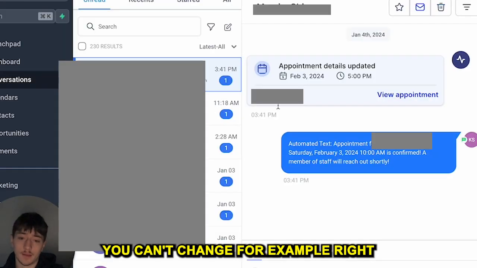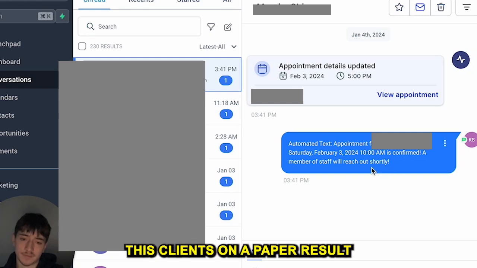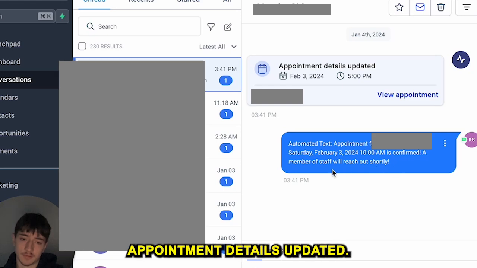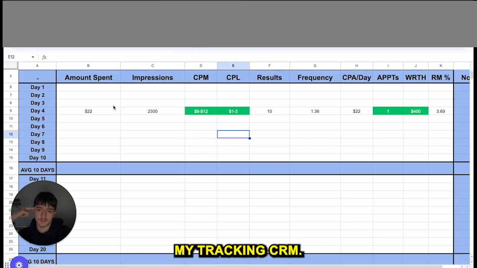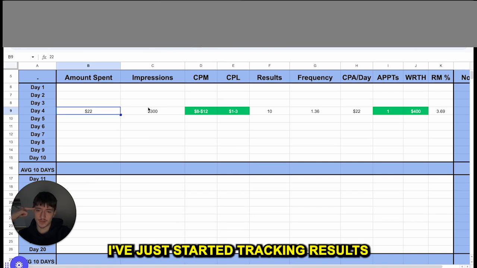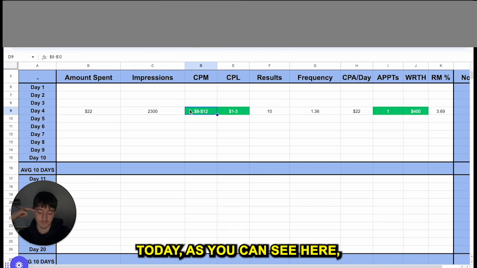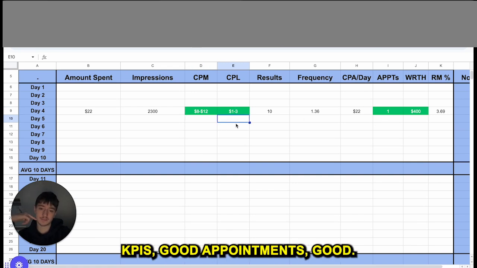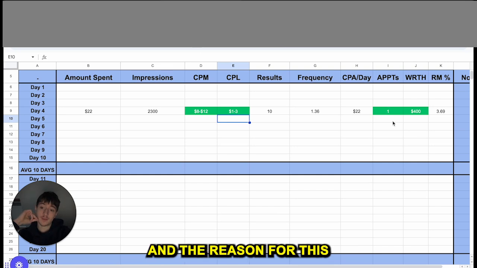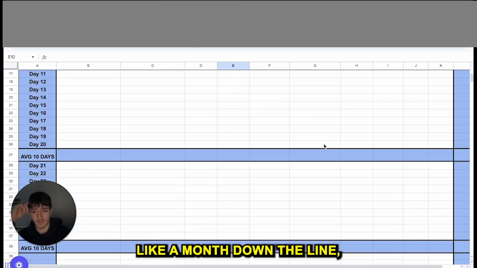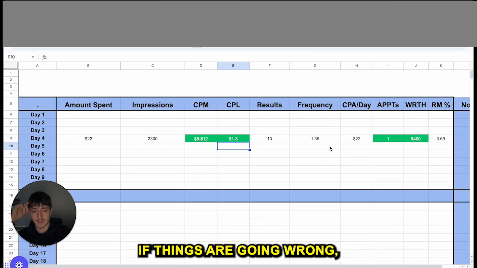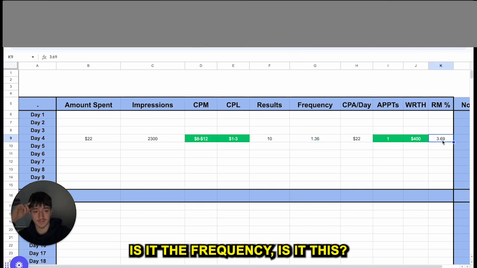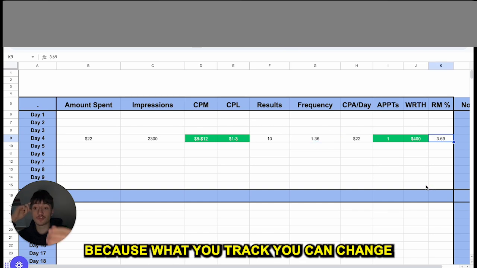For example, right? I've just booked this appointment. This client's on pay per result, so I've just made $40 with this person booking in. As you can see here, appointment details updated, and I've just put it into my tracking CRM. I've just started tracking results for this new client because the ads went live today. As you can see here, I'm tracking everything, right? So I know the CPM's good, CPL is good, appointment's good, and the reason for this is because a month down the line, we're going to be able to see if things are going wrong. Is it the CPM, CPL, is it the frequency, is it this? I'll be able to see, because what you track, you can change.